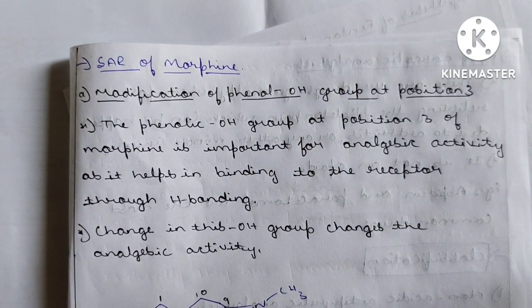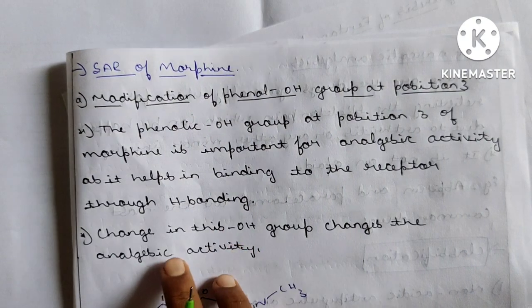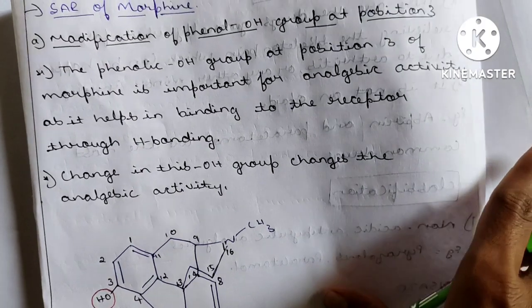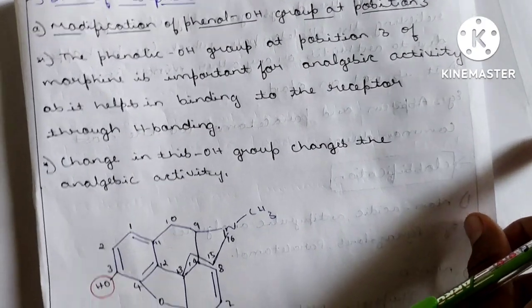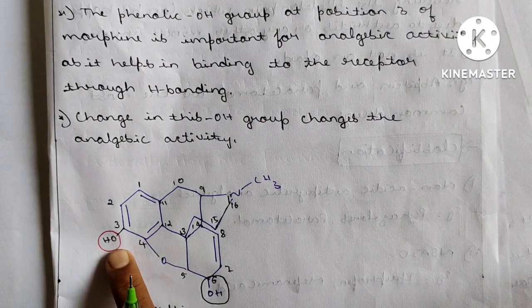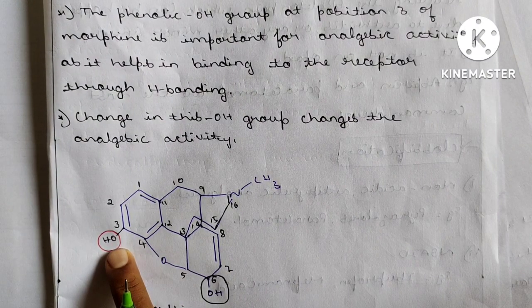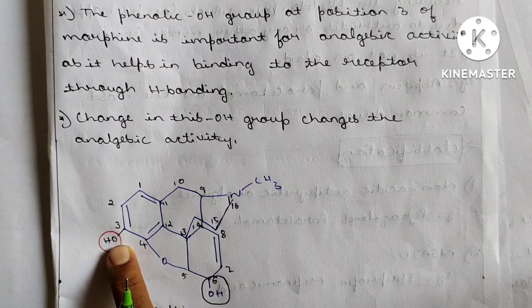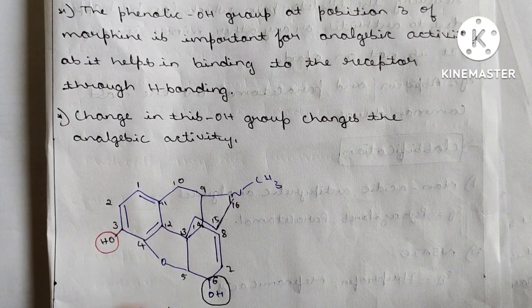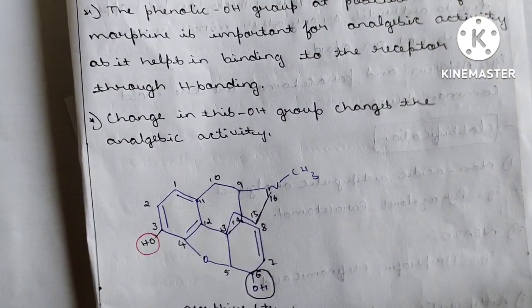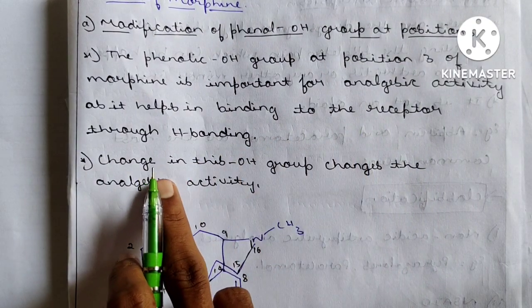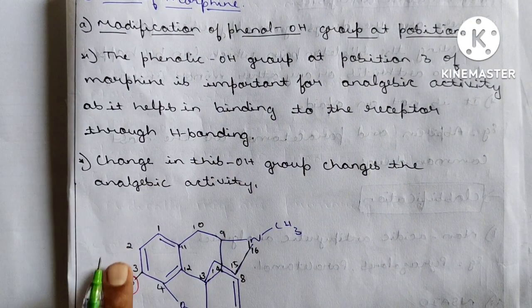Then SAR of morphine, a very important one, structure activity relationship. See, first one, modification of the phenolic OH group at position 3. See, you have observed here position 3. I will tell you in general. In position 3, the substituent is the OH, alcohol group. If we replace or remove this OH group, the activity of morphine decreases. The phenolic OH group at position 3 of morphine is important for analgesic activity, and it helps in binding to the receptor through hydrogen bonding.